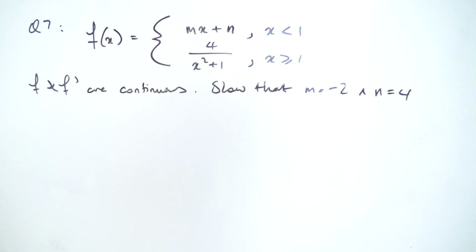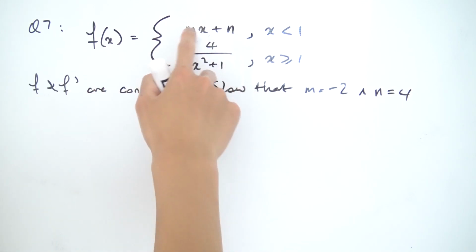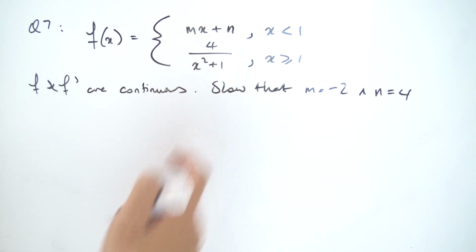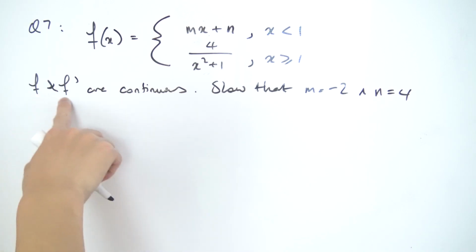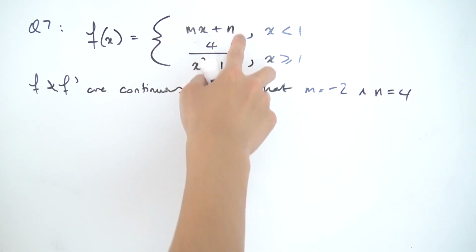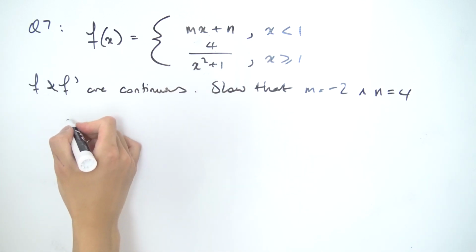For question 7, we were given this piecewise function. So f of x is defined to be this linear equation if x is less than 1, and 4 over x squared plus 1 if x is greater than or equal to 1. And suppose that f and f prime are continuous, we have to show that m is equal to minus 2 and n is equal to 4. So first of all, if f is continuous, then these two must be the same point at x equals 1.